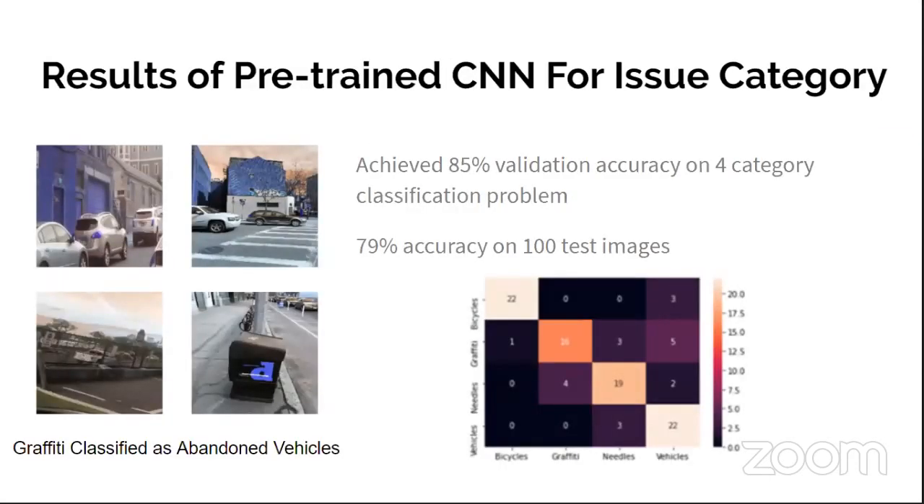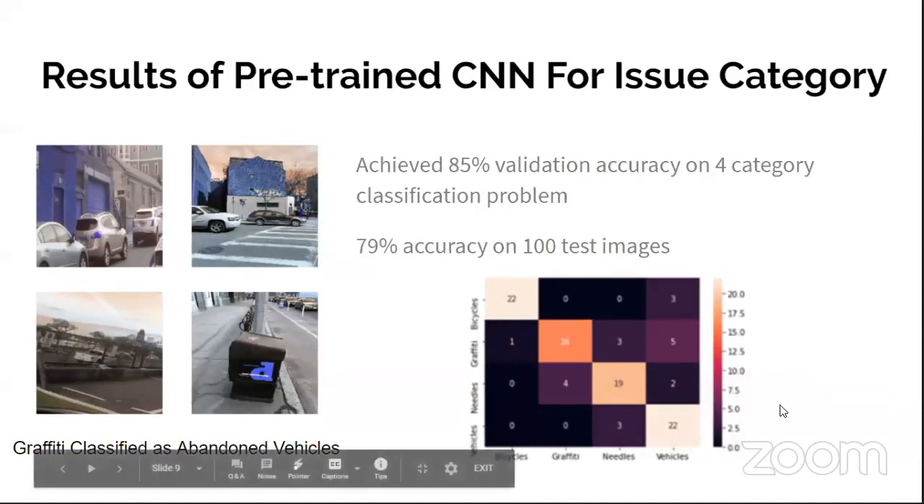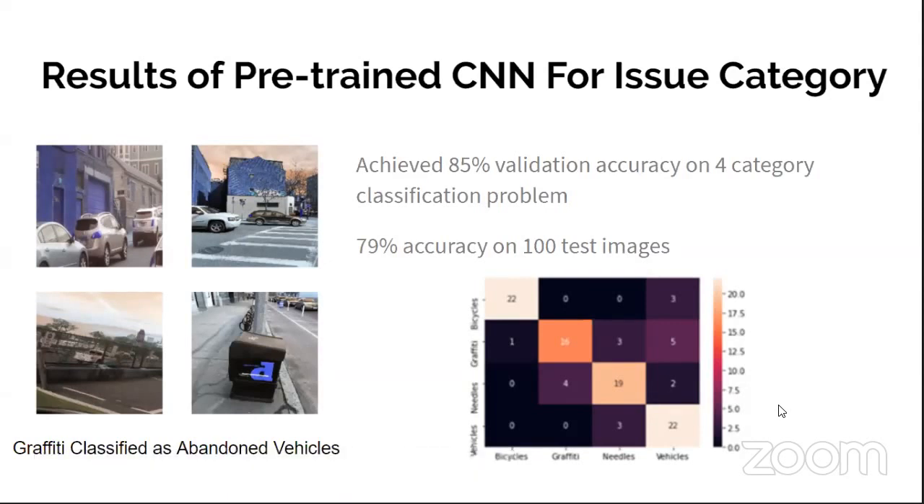But moving on to the next slide, slide 9, we actually got pretty good results, 85% validation accuracy on the 4 category classification problem. The image in the lower right is the confusion matrix for 100 test images, so 100 images from the rest of the data set that wasn't used for training or validation. You can see that overall the bicycles and vehicles were classified pretty well, where graffiti had the most misclassifications.